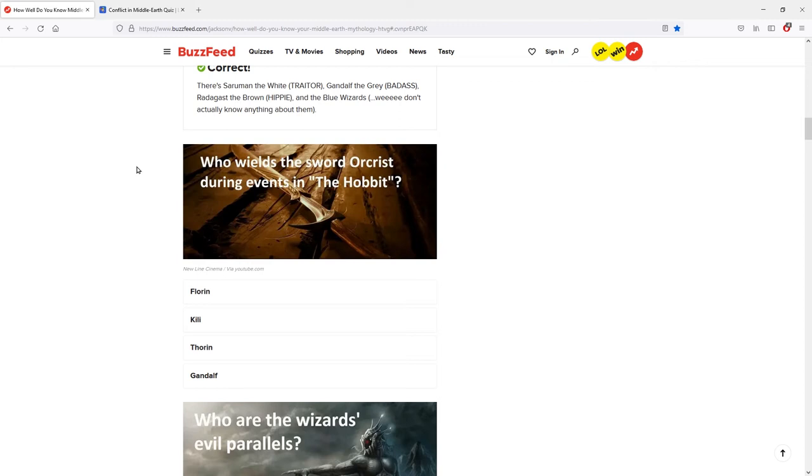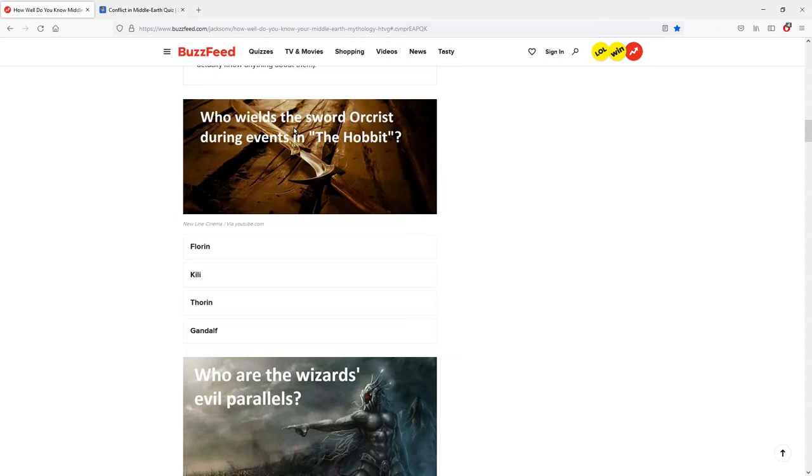Next question. Who wields the sword Orcrist during the events in The Hobbit? Florin, Kili, Thorin, Gandalf.